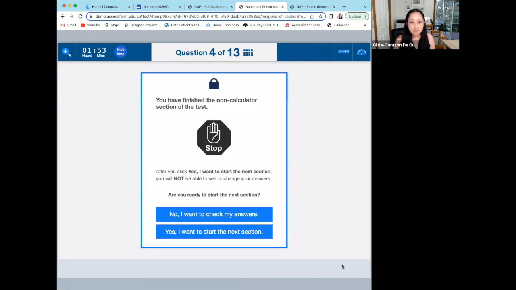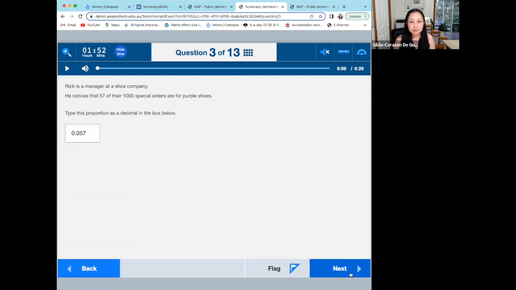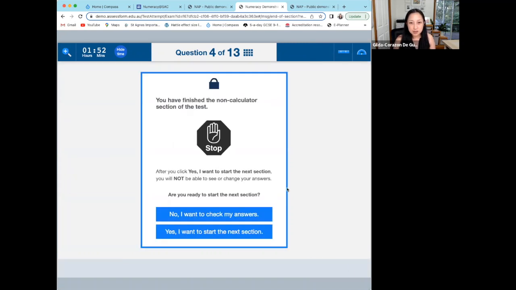So you hit next. Now, after a few questions, not just 4 questions that you will have for the non-calculator test, they will give you this warning that you won't be able to go back to those questions, because for the next 3 sections of the test, an icon would appear showing that you will be able to use a calculator. If you're sure with your answers, then you can hit yes. If you want to go back to your answers, then you can select whichever one you want to go back to. Okay, so let's go to the next one.